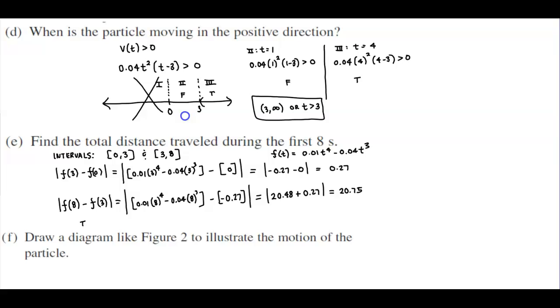So therefore, the total distance is equal to 0.27 plus 20.75, which is equal to 21.02 feet.